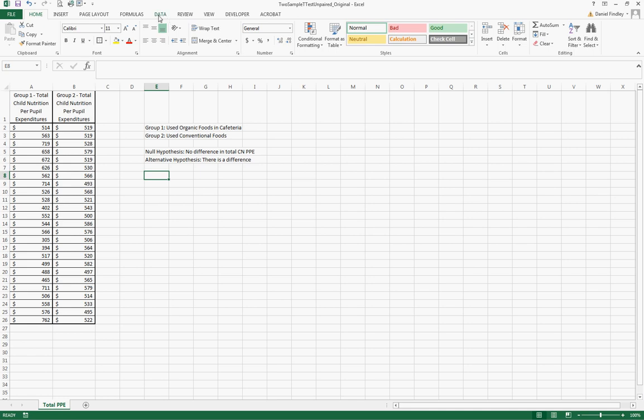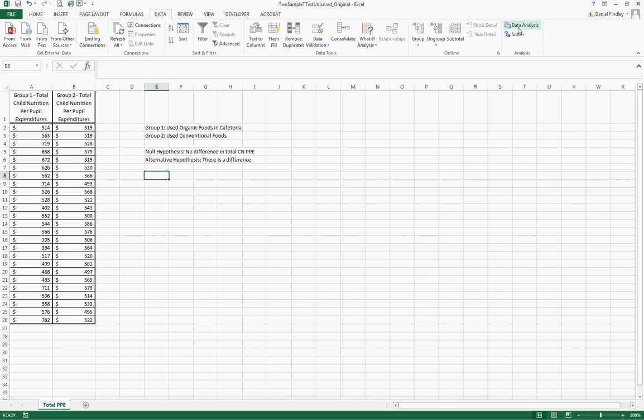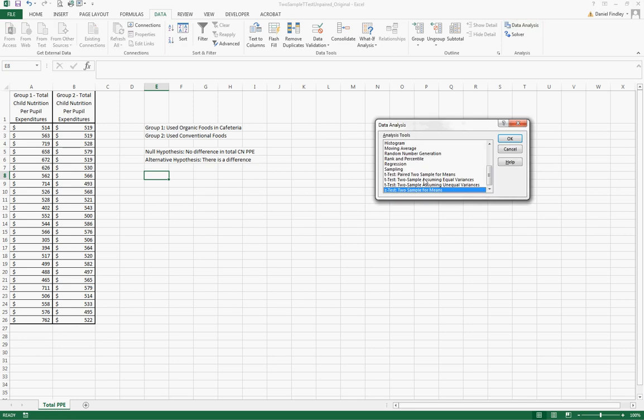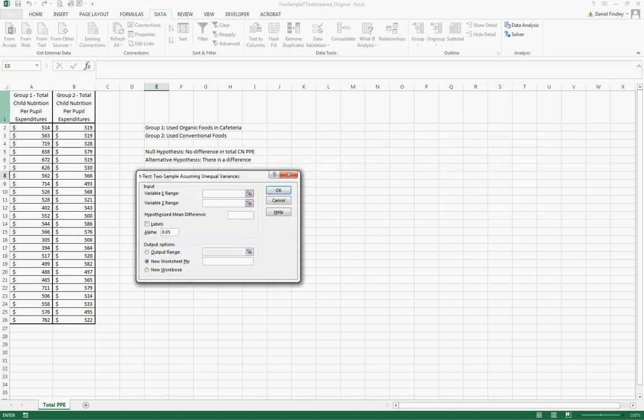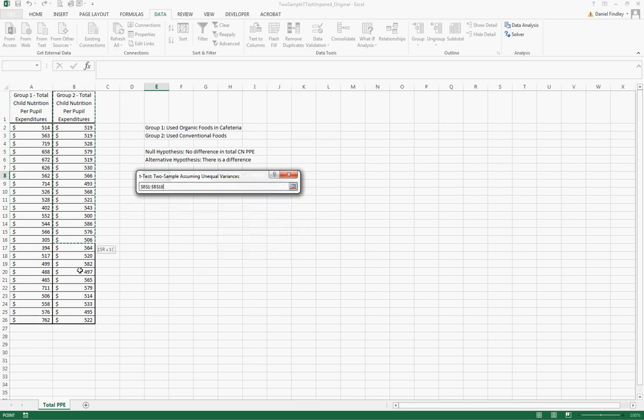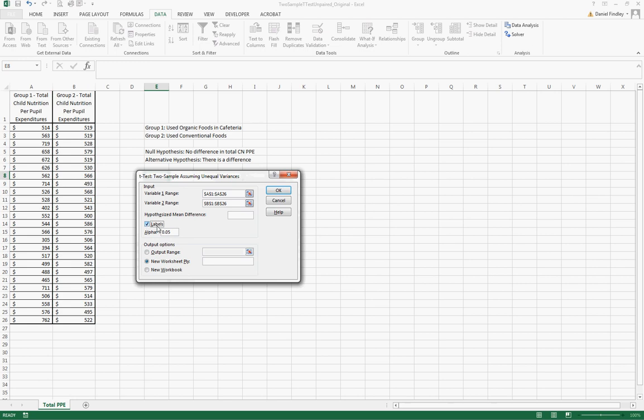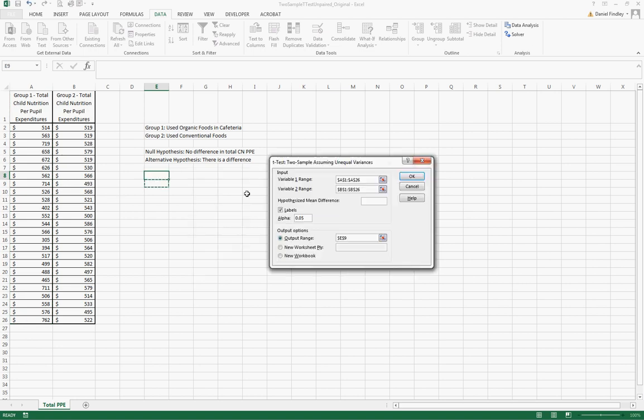So to analyze this data, we're going to go to the data ribbon, go to the data analysis tool. We're going to use a two sample t-test, assuming unequal variances. Our variable one range is column A. Our variable two range is column B. We do have labels, so we need to make sure we check that. We can use an alpha of 0.05 corresponding to 95%. And we'll just put the output on this page, on the same worksheet.